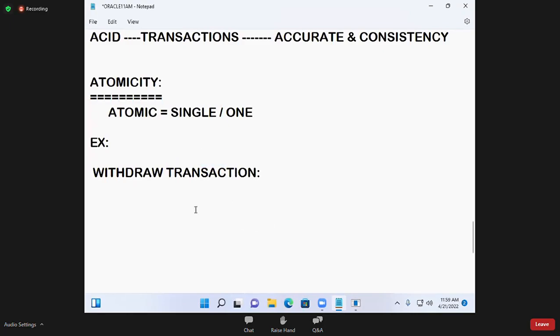Generally, customers use ATM machines for this withdraw transaction. Suppose I go to perform it, and assume my account balance is 10,000 rupees. So my balance is there, and I go to the ATM machine. I want to take 3,000 rupees, I want to withdraw.